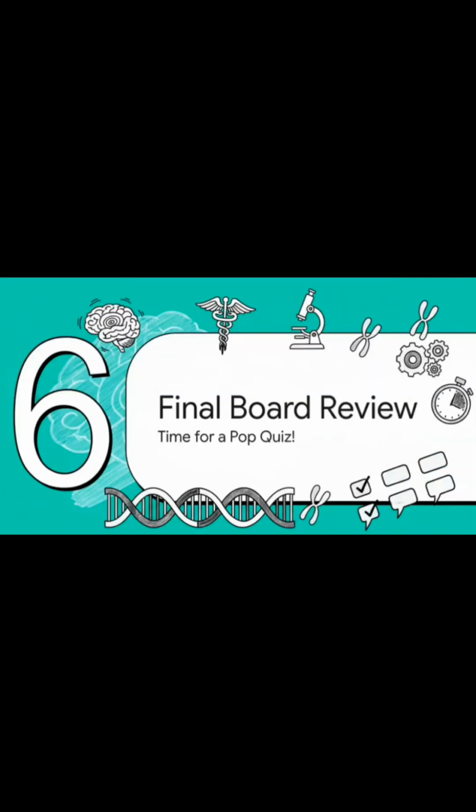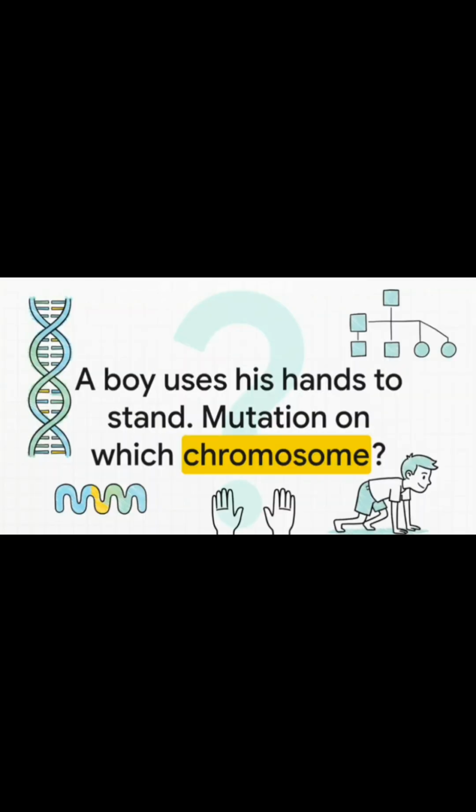Okay, team. You have just powered through a ton of high-yield info. So now let's lock it in with a few quick board-style questions. This is where the rubber meets the road. Okay, read that vignette carefully. What's the money phrase in there? What disease is it pointing to? And what's the inheritance pattern for that disease?